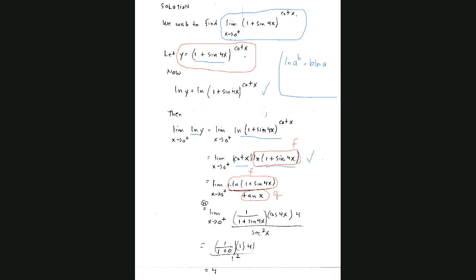And the question is now, do we have an indeterminate form that we can use L'Hopital's rule on? Is this indeterminate form, f over g, going to be 0 over 0 or infinity over infinity? What do you think? Tina thinks 0 over 0. Rodrigo thinks 0 over 0.